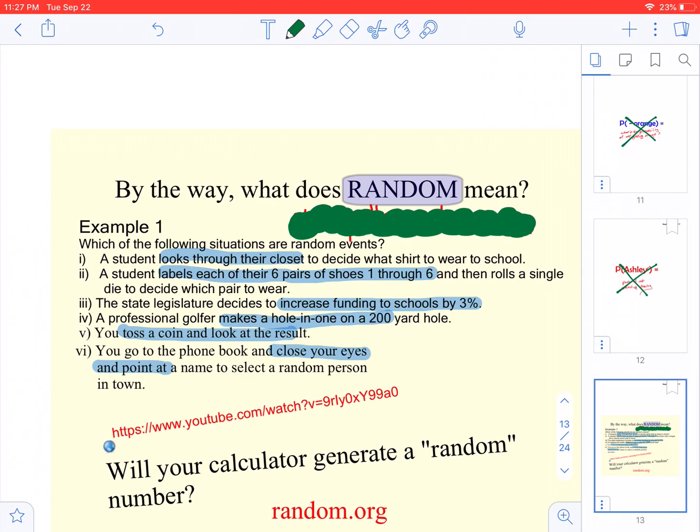Finally, we're getting to this word random. What does that mean? We use that word casually in everyday life in many different instances. In mathematics, we say that this is not a pattern that we know.